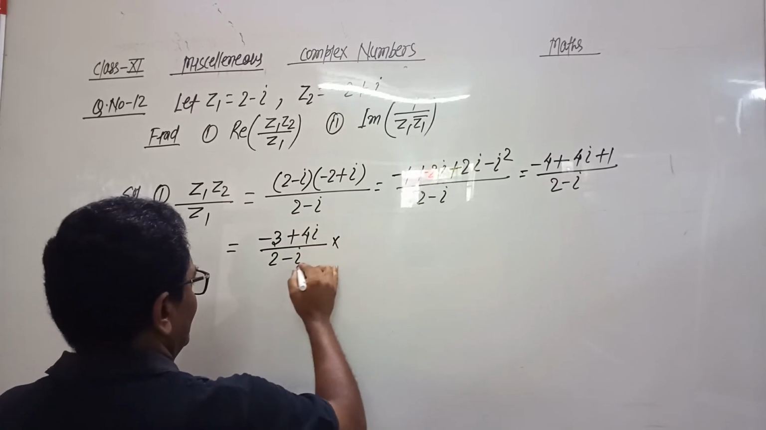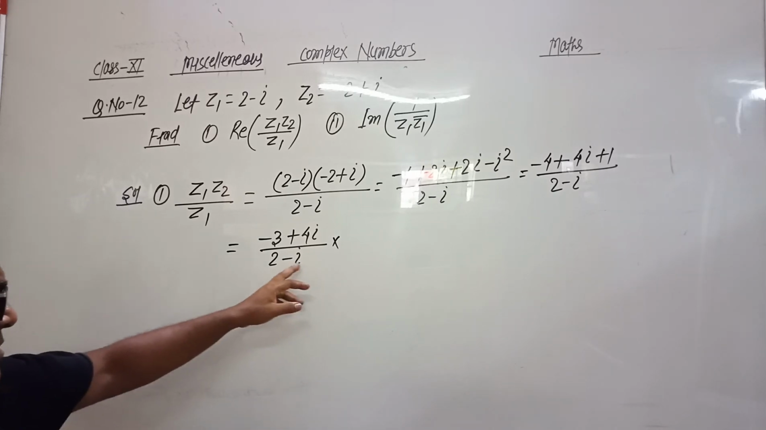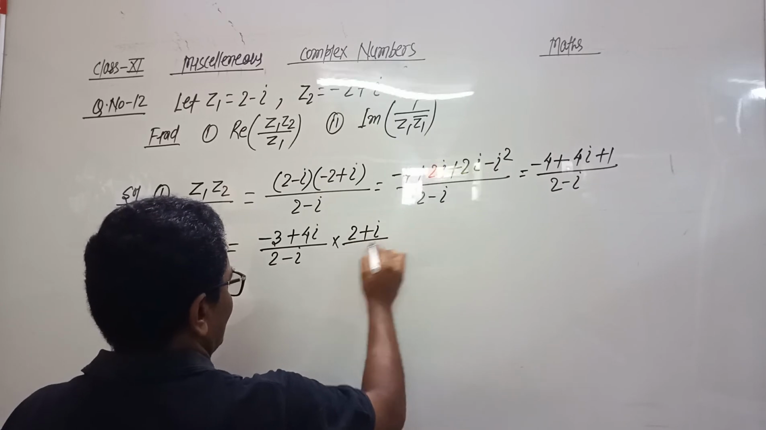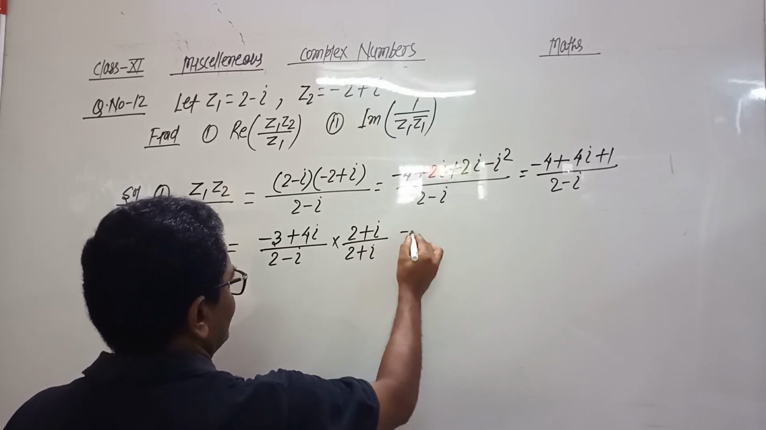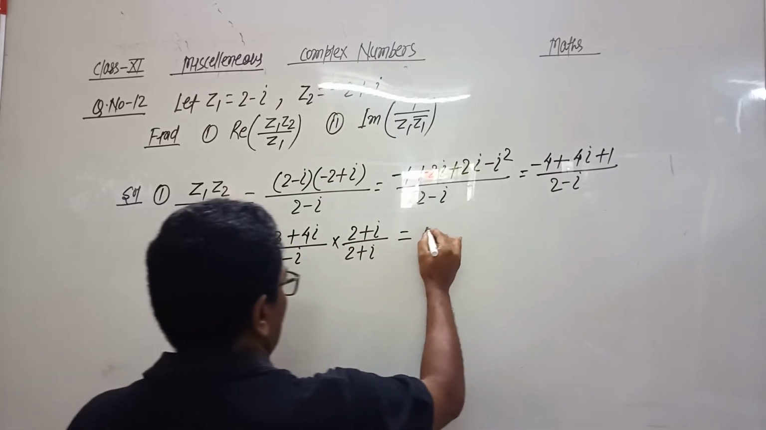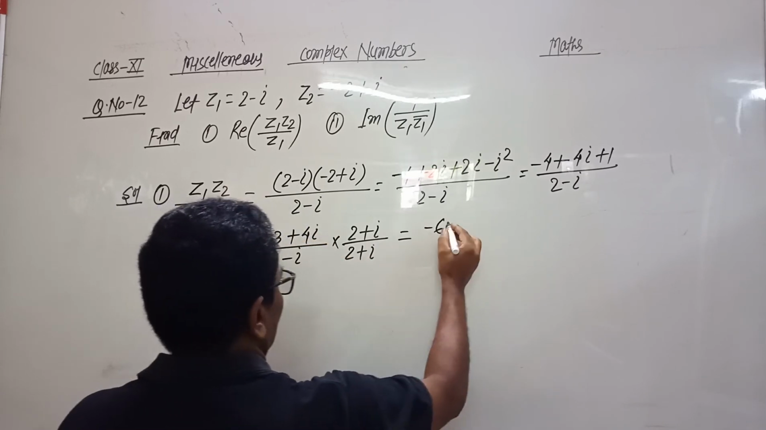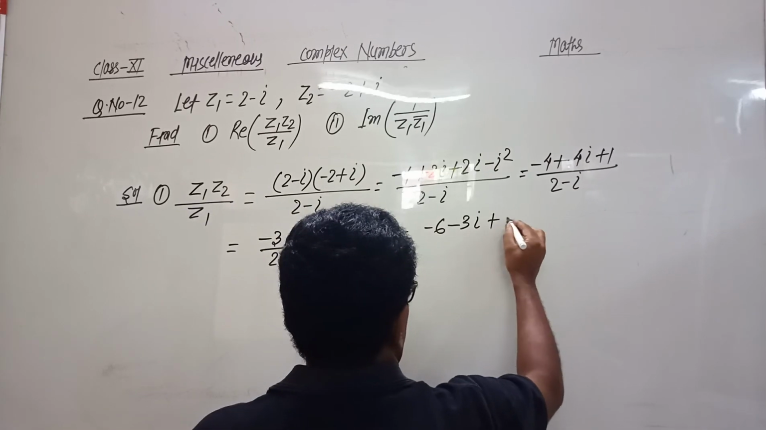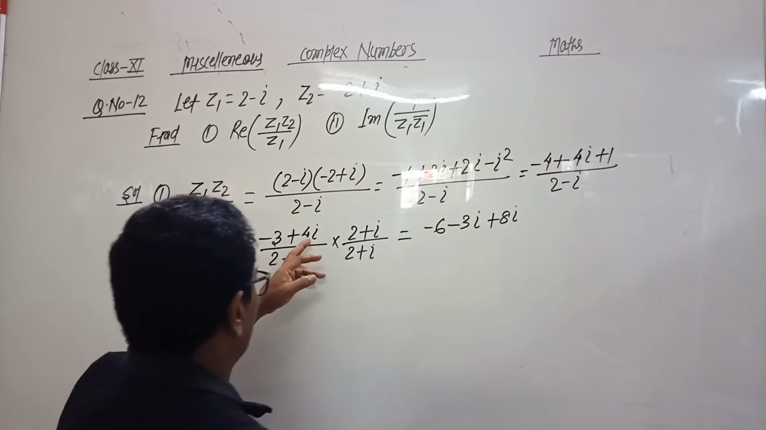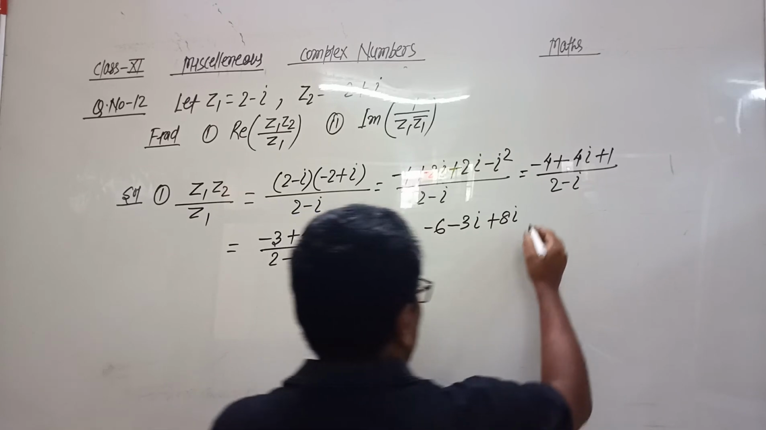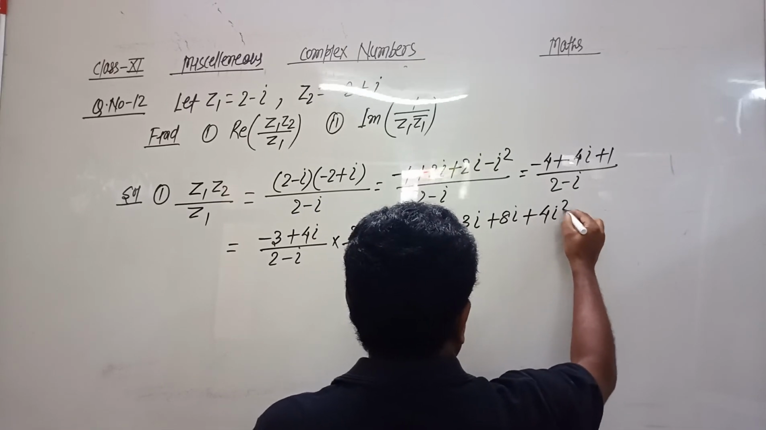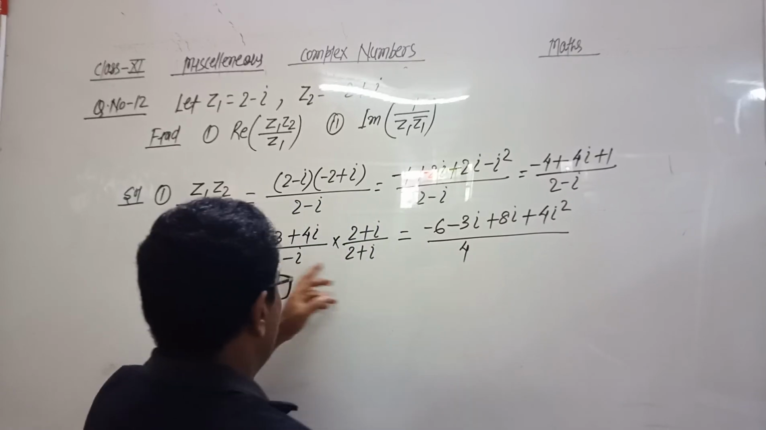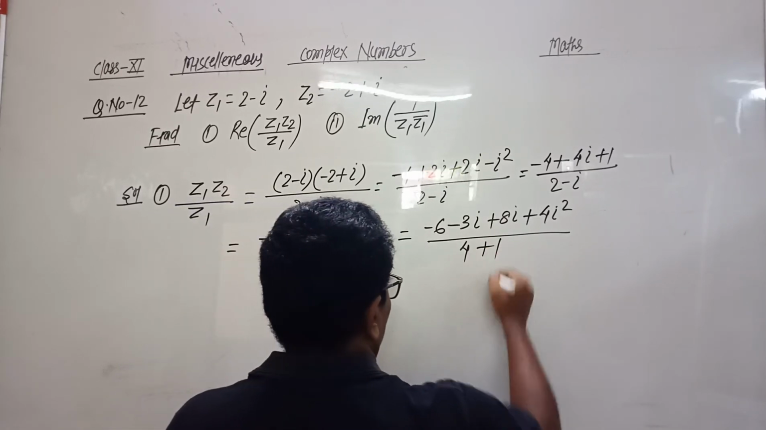Then we multiply the denominator and numerator by the conjugate of 2 minus iota, so 2 plus iota into 2 plus iota. So minus 3 into 2 is minus 6, minus 3 iota plus 8 iota, and plus 4 iota square, upon 4 minus iota square, which means 4 plus 1, that is 5.